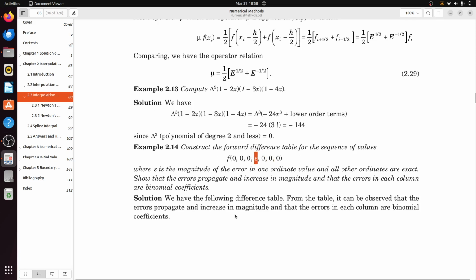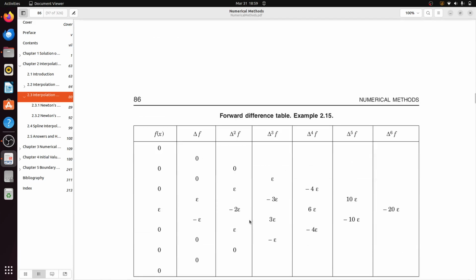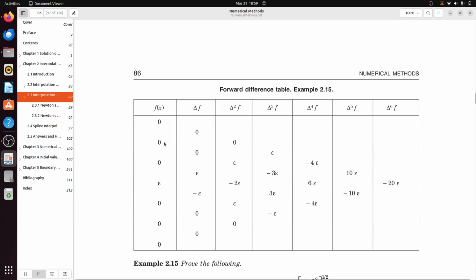Now if you successively construct the difference table, you will observe that this error is actually propagating in an increasing order. Is it clear? So next we will move to construct the table. This is the f(x). So the first three terms are 0, the fourth term is epsilon, the error term, and then there are three more terms 0, 0, 0.